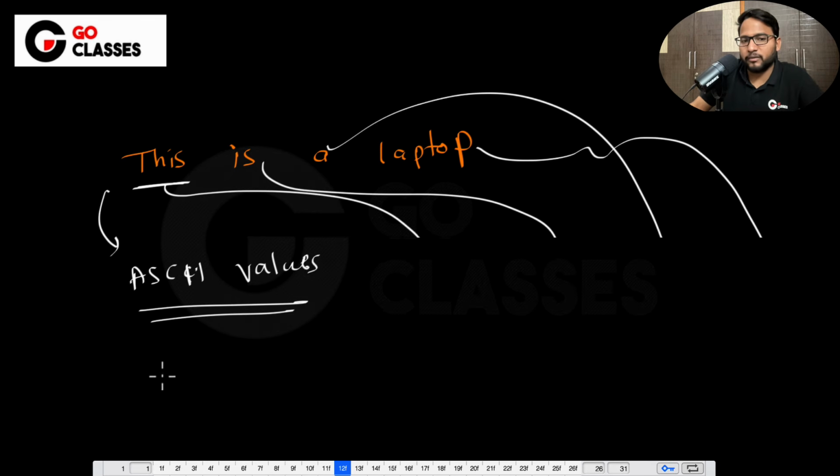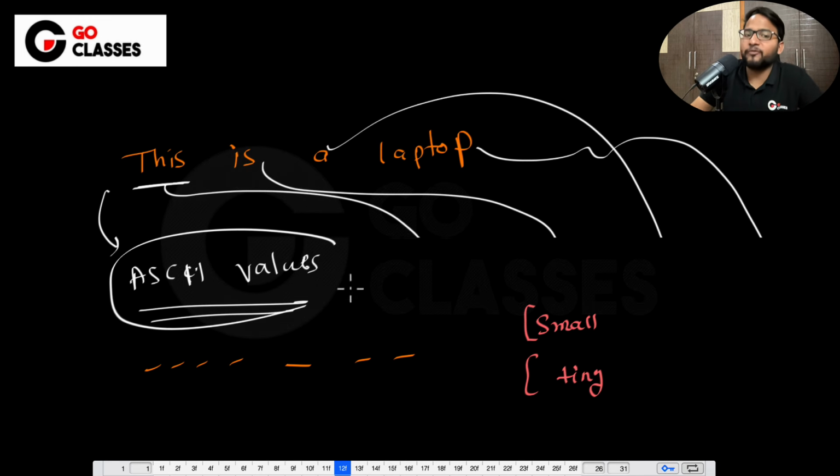Let's suppose t has some ASCII value, then h, then i, then s, then the space has some ASCII value, then i, then s, and so on. But the problem with ASCII values is that they are not meaningful. Let me give you a concrete example. You have the ASCII values of "small" and of "tiny". You cannot say that small and tiny are a little bit similar, that they are probably synonyms, by looking at the ASCII values. So ASCII values are not a meaningful idea. You can do it, but it is not very meaningful.